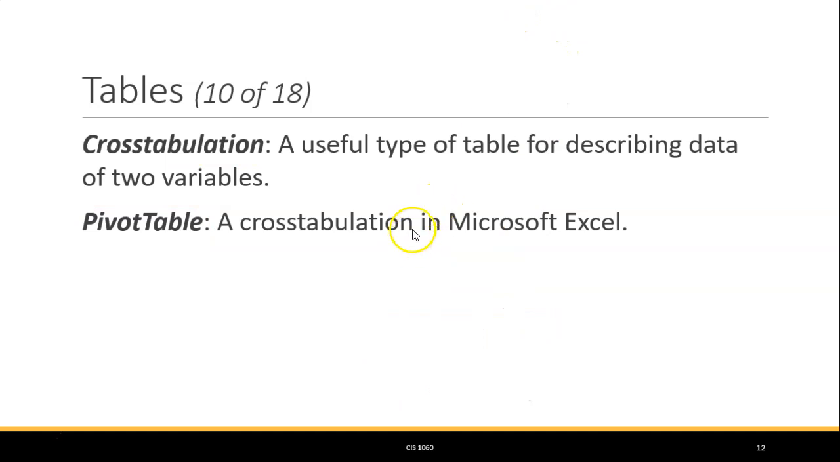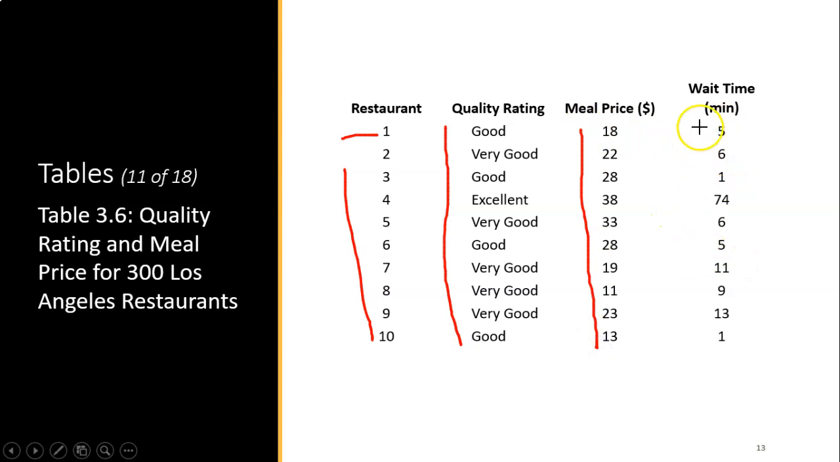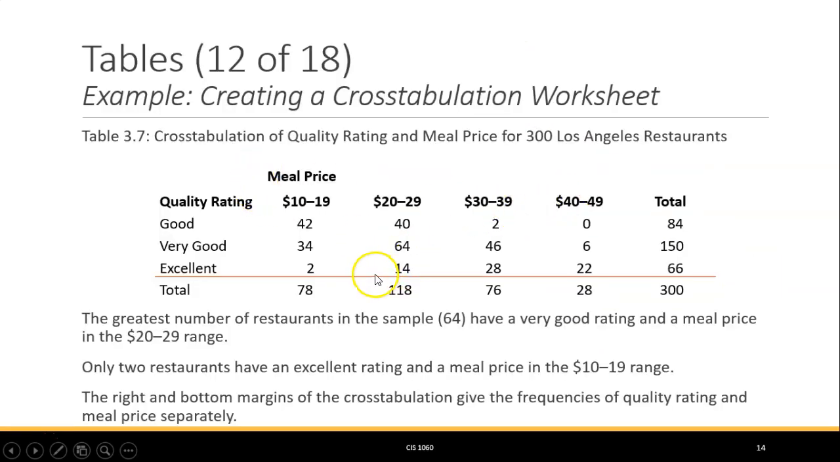So we're going to go through a practical example. Here is a brief one about restaurants: there are 10 restaurants and they have different quality ratings, different meal prices, and of course different wait times. Taking a look at this in a cross-tabulated format might look something like this. You have a restaurant, here's their quality rating. For a good restaurant, how many meals do they have in the $10 to $19 price range? They have 42. A good restaurant also has 40 meals from $20 to $29. But you also notice that they don't have as many meals in the higher price range.